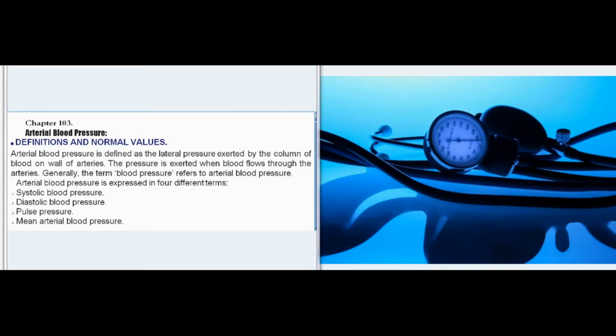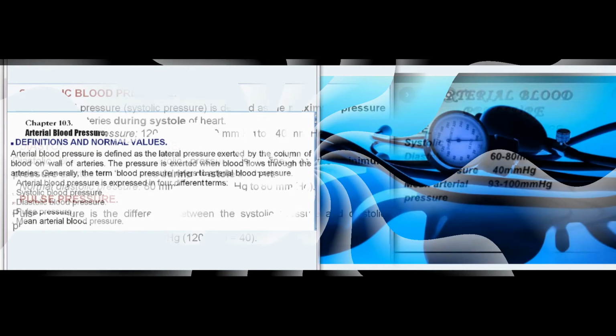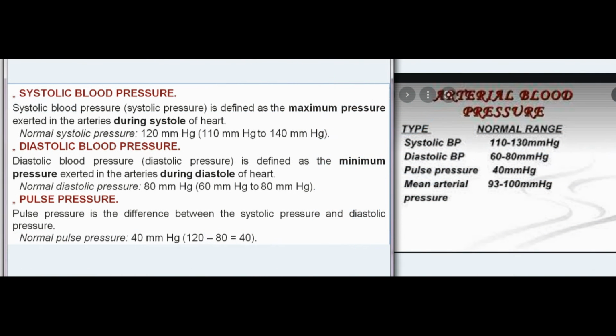Arterial blood pressure is expressed in four different terms: systolic blood pressure, diastolic blood pressure, pulse pressure, and mean arterial blood pressure. Systolic blood pressure, or systolic pressure, is defined as the maximum pressure exerted in the arteries during systole of the heart. Normal systolic pressure is 120 mm Hg, range 110 mm Hg to 140 mm Hg.